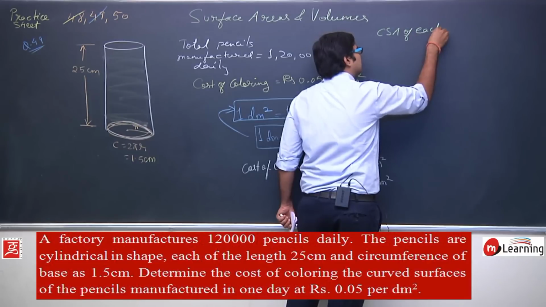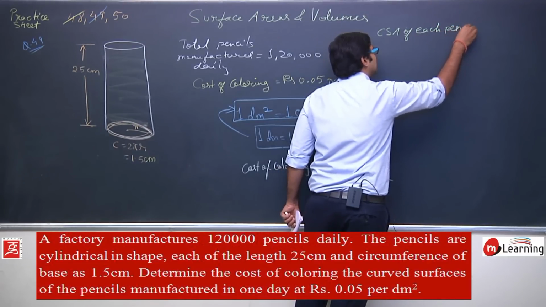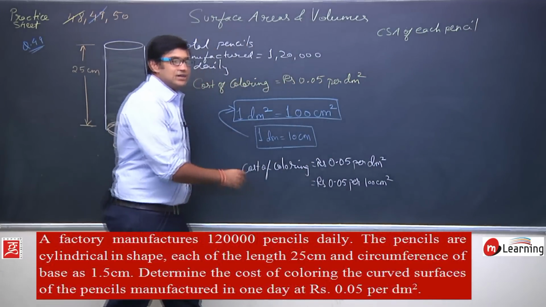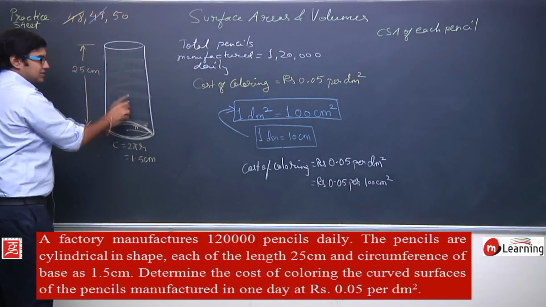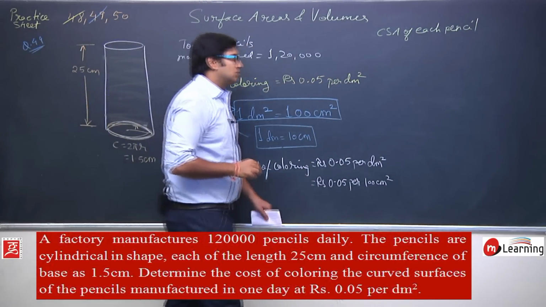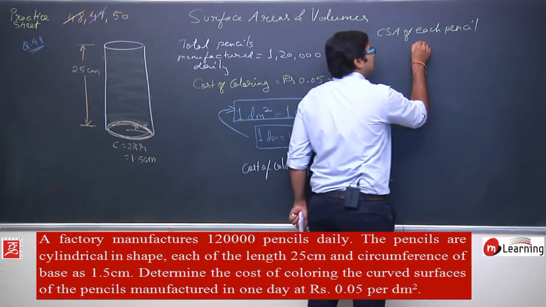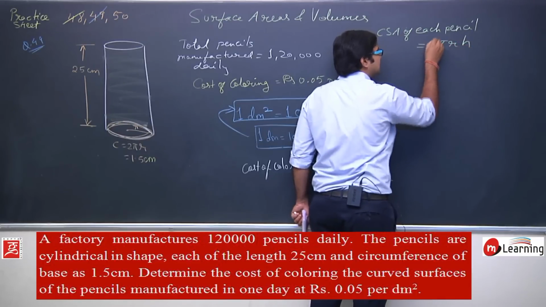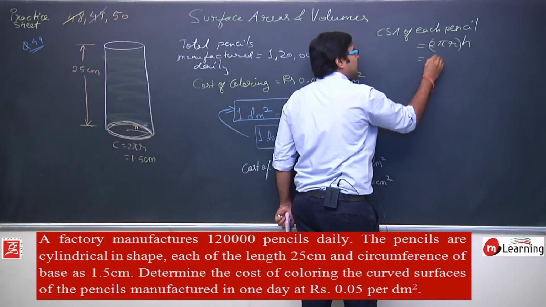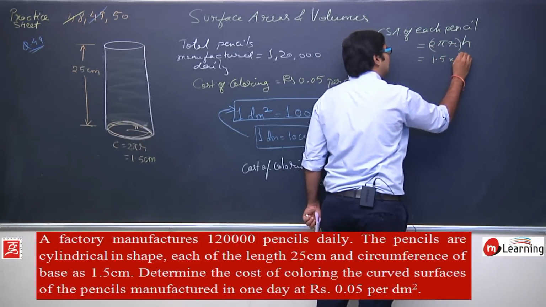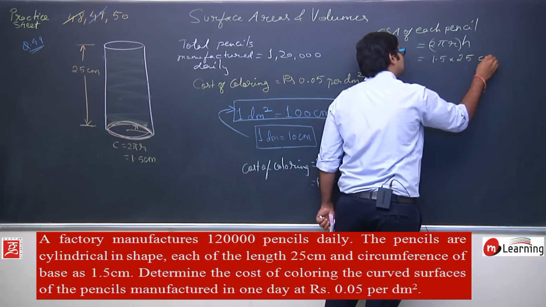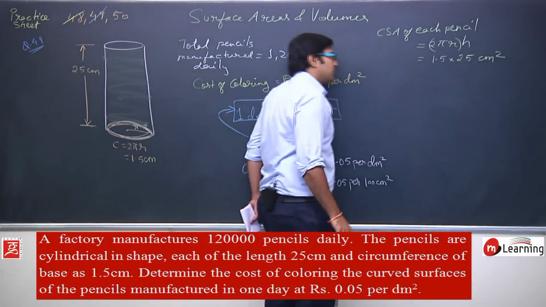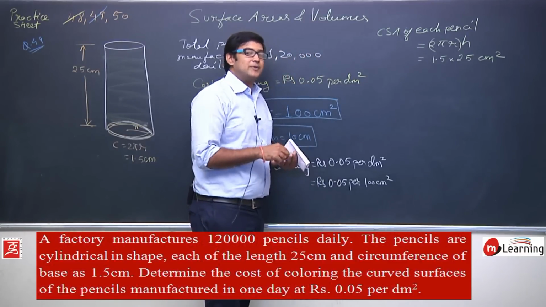If I calculate the curved surface area of each pencil, you can see this is the curved surface area. So the curved surface area of each pencil will be equal to 2 pi r into h, where 2 pi r is the circumference. So this is 1.5 into height 25, and this is in centimeter square. This is the curved surface area of each pencil.